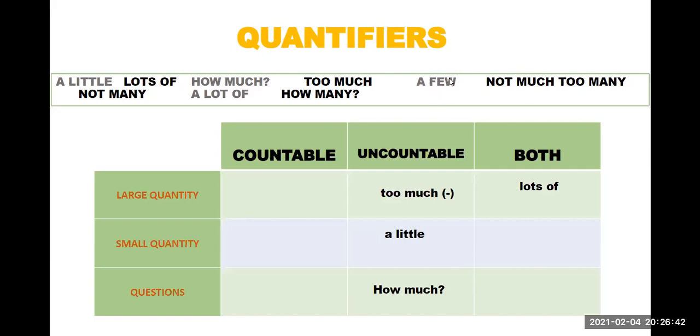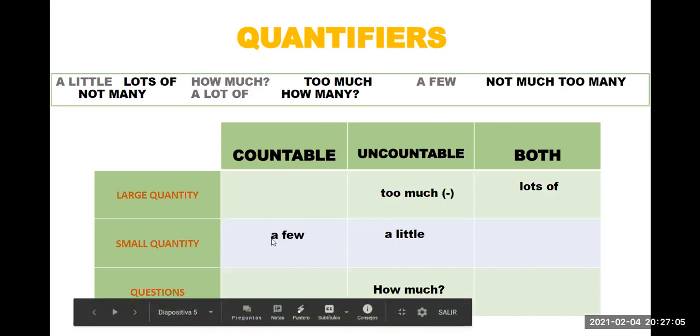Let's go with a few. A few. Un poco. Fíjense sus ejemplos del libro. Busquen a few por ahí. Ah, yeah. Countable. Countable, large or small? Small, right? A few for countable nouns and a small quantity. Very good.